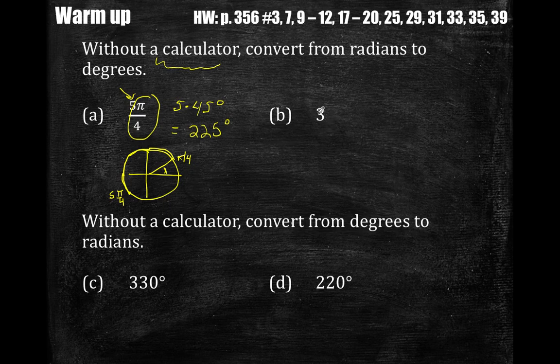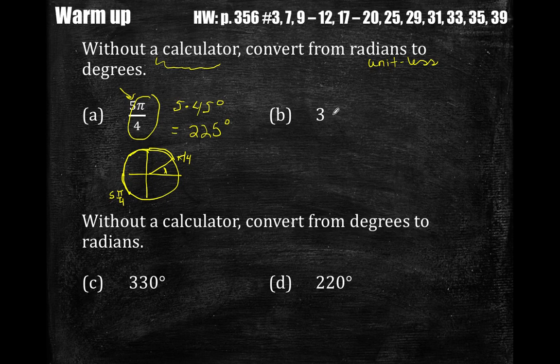Now 3 does not correspond with any of my specials. Remember, my specials are whole numbers of pi, pi over 2's, pi over 3's, pi over 4's, and pi over 6's. This is neither, right? It is none of those specials. Now remember, radians are unitless because they are a ratio. So there's no mark on here. That's how I know it's radians.